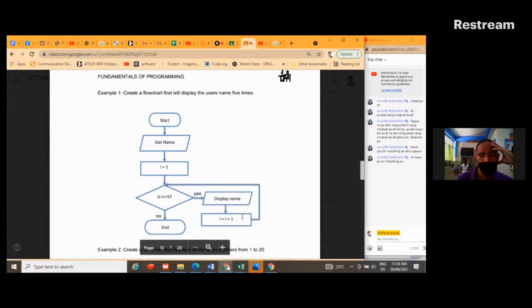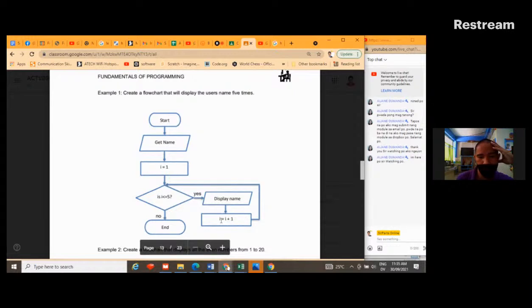So I will increment by 1 at this particular point. And it will go back here. At this particular point, our I is already 2. So is 2 less than or equal to 5? So that is less than 5. So it will go here. And then it will display the name Maria again for the second time. And then here, we have 2 plus 1. I will become 3. Is 3 less than or equal to 5? So that's yes. So we're gonna display Maria again. So that's for the third time.